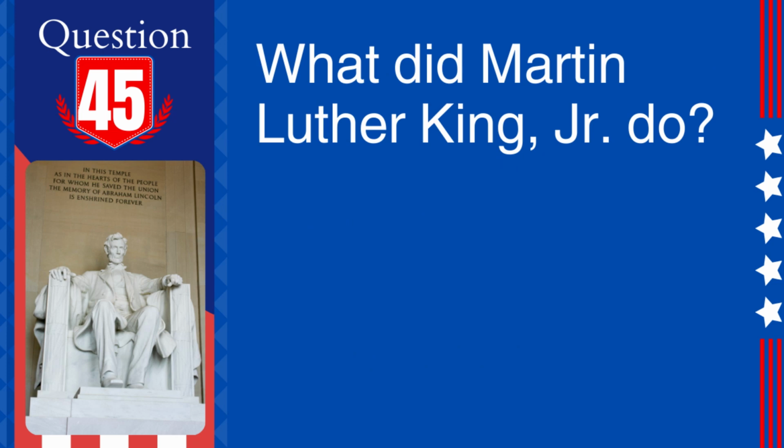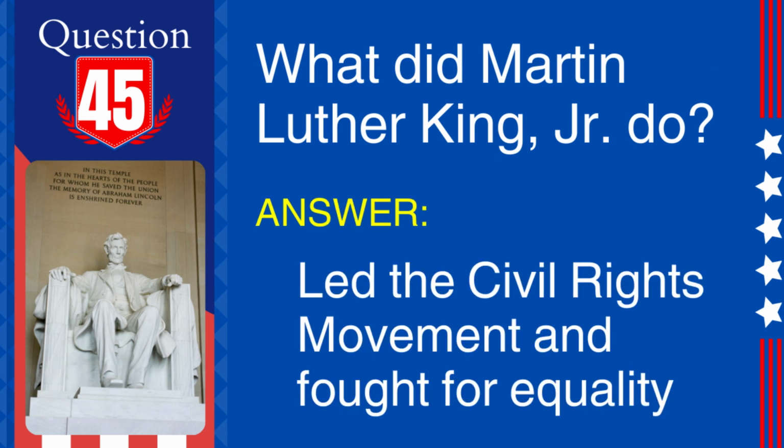45. Question. What did Martin Luther King Jr. do? Answer: led the civil rights movement and fought for equality. Explanation: Martin Luther King Jr. was a prominent leader in the civil rights movement, known for his nonviolent activism and his role in advancing civil rights through protests and his famous "I Have a Dream" speech.